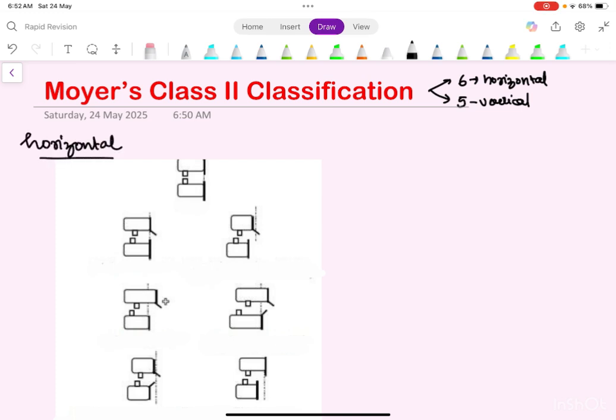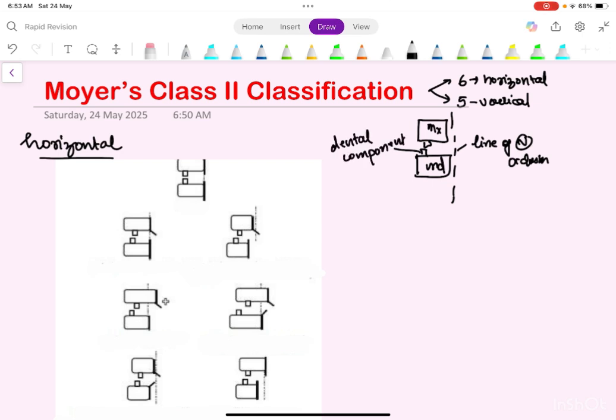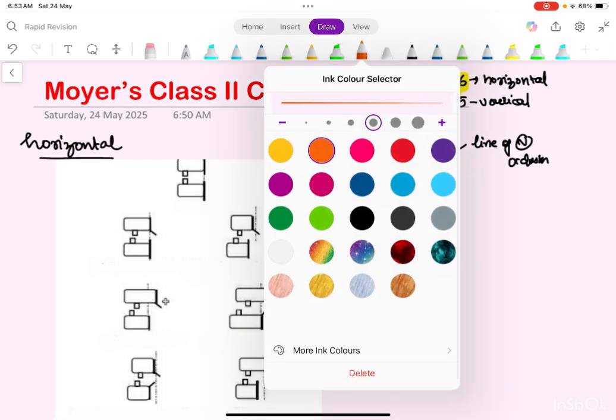For this, you need to know just one basic thing: we will have two boxes shown to us. One will be maxilla, one will be mandible. This will be the line of normal occlusion, and these will be the dental components, that is, teeth. Now you know that there are 6 types. First of all, let's get a commentary on the normal one.